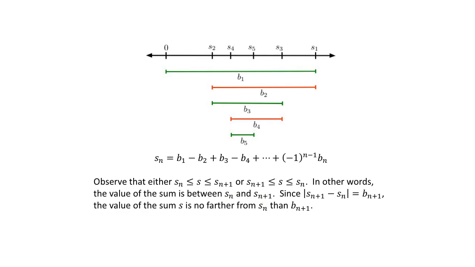And here's the great thing. The value of the actual sum, the value S, is no farther from S sub n, the nth partial sum, than b sub n plus 1. Let me say that again. If I take the nth partial sum, how far am I from the true value? Well, the true value is trapped between S sub n and S sub n plus 1. That distance is b sub n plus 1. So the maximum error we can have by taking the nth partial sum is the first term that we don't include in the sum.